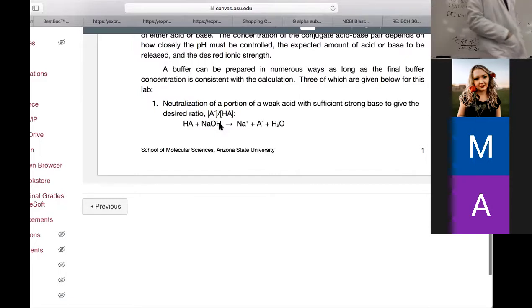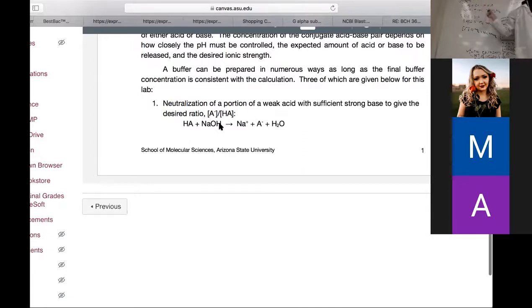So I think now you can start. First of all, you start with your calculation. What I want from your side is, for method 1, you tell me the mass of HA, the weak acid you need, and the volume of strong base you need. And the same thing for method 2.